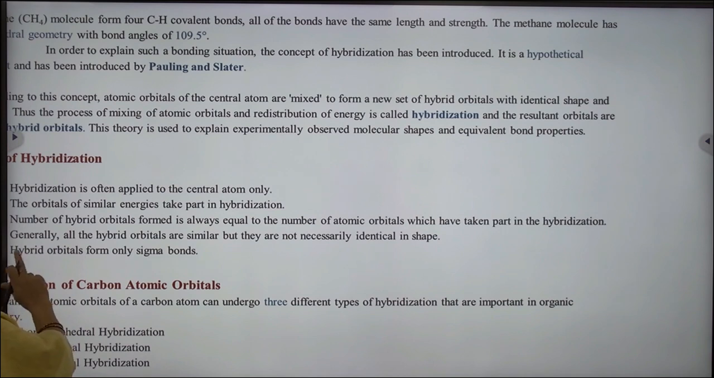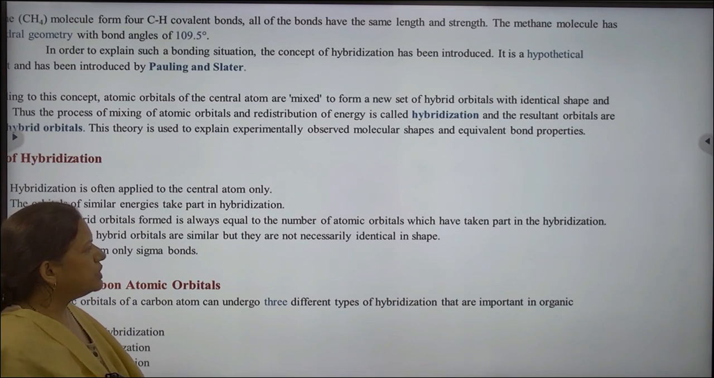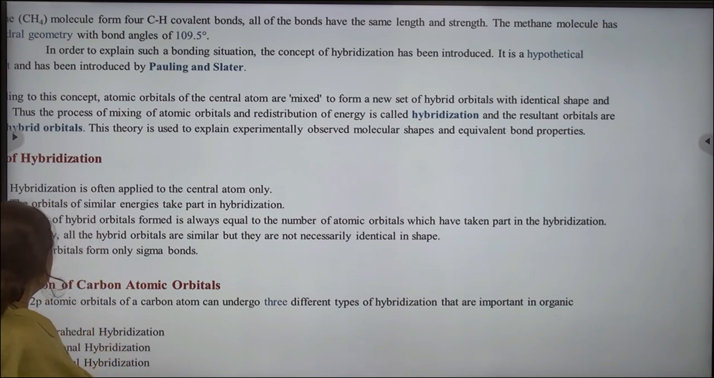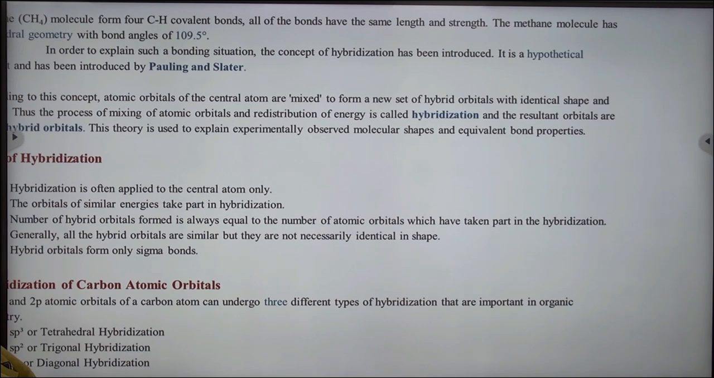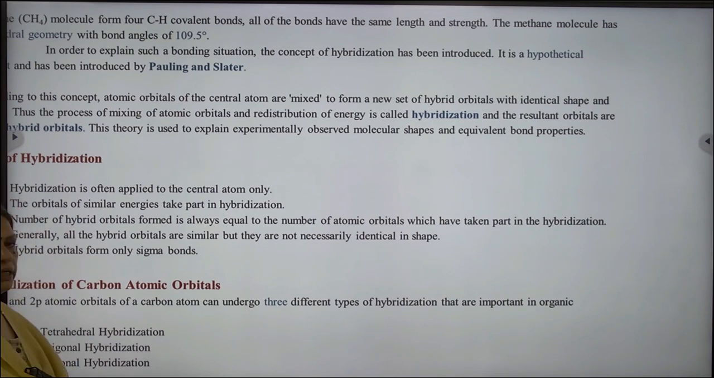Rules of hybridization. Hybridization is often applied to the central atom only. The orbitals of similar energies take part in hybridization. Number of hybrid orbitals formed is always equal to the number of atomic orbitals which have taken part in the hybridization. Generally, all the hybrid orbitals are similar, but they are not necessarily identical in shape. Hybrid orbitals form only sigma bonds. Hybridization of carbon atomic orbitals.